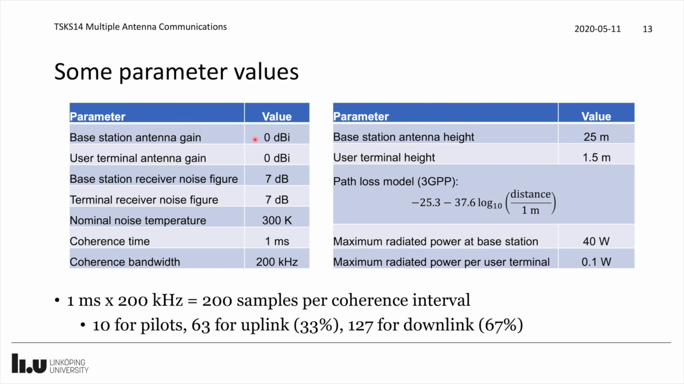And for simplicity, we say that they are 0 dBi, which means that we can essentially neglect the directivity of the handset and of the base station, because they are radiating the power equally in all directions, and they're also receiving power equally strongly in all directions.